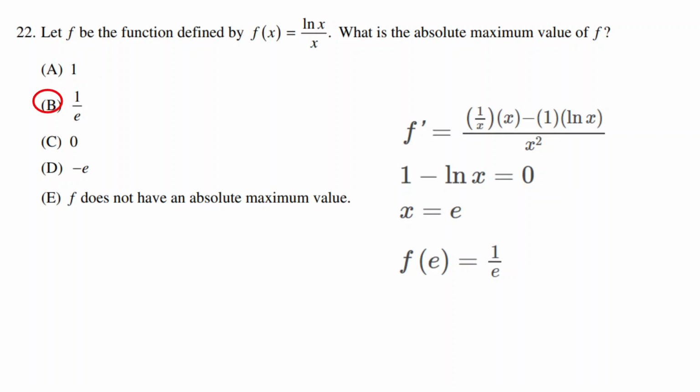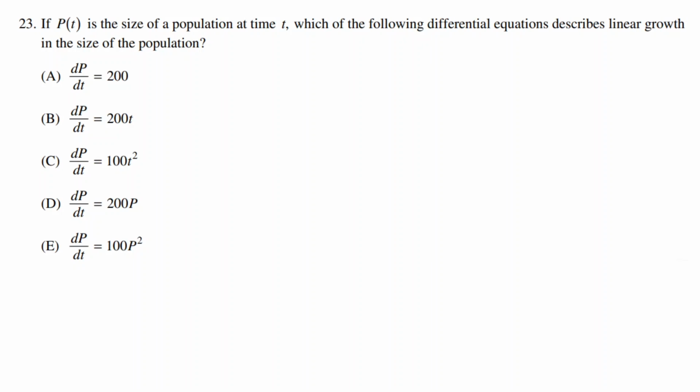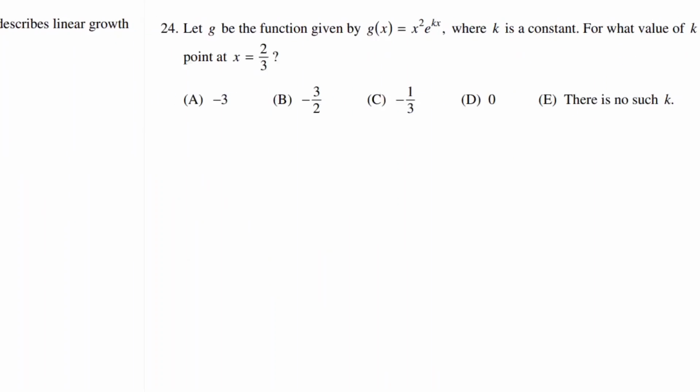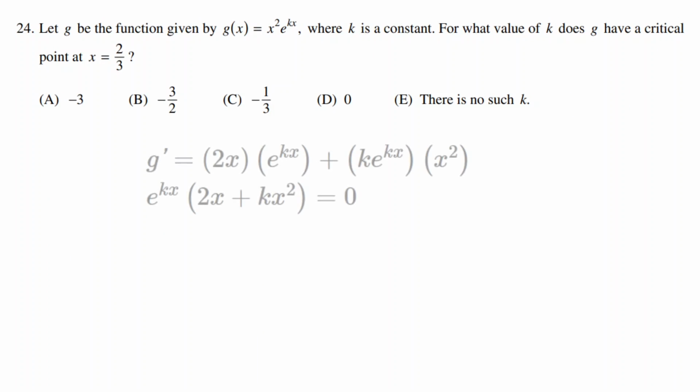B. 23 says that p is linear, so the derivative has to be constant, which is A. In 24, we find the function's derivative and set it equal to 0. On the left side, it has e to the power of something, which we can ignore because it will always be positive. We plug in 2/3 on the right, set it equal to 0, and we get k equals -3.